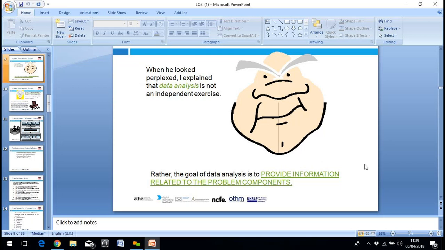So you've got to decide on a research question, something that you're going to research for a particular reason, and that's what it's saying here. You need to provide information related to the problem components. What is the problem that you want to try and solve? Okay.